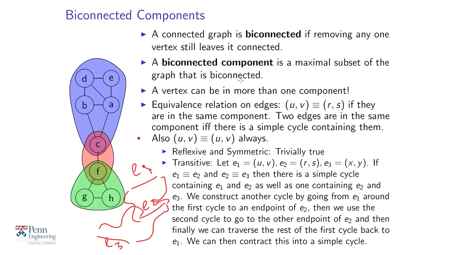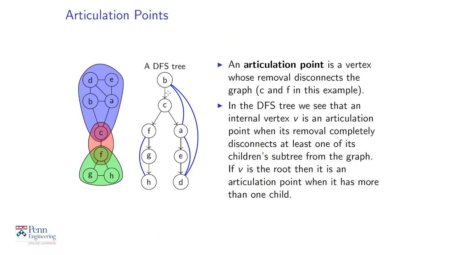So this is an equivalence relation on the edges of the graph, and that allows you to partition the graph into its biconnected components. All the edges that are in one equivalence class lie in one biconnected component. So how do we find biconnected components?